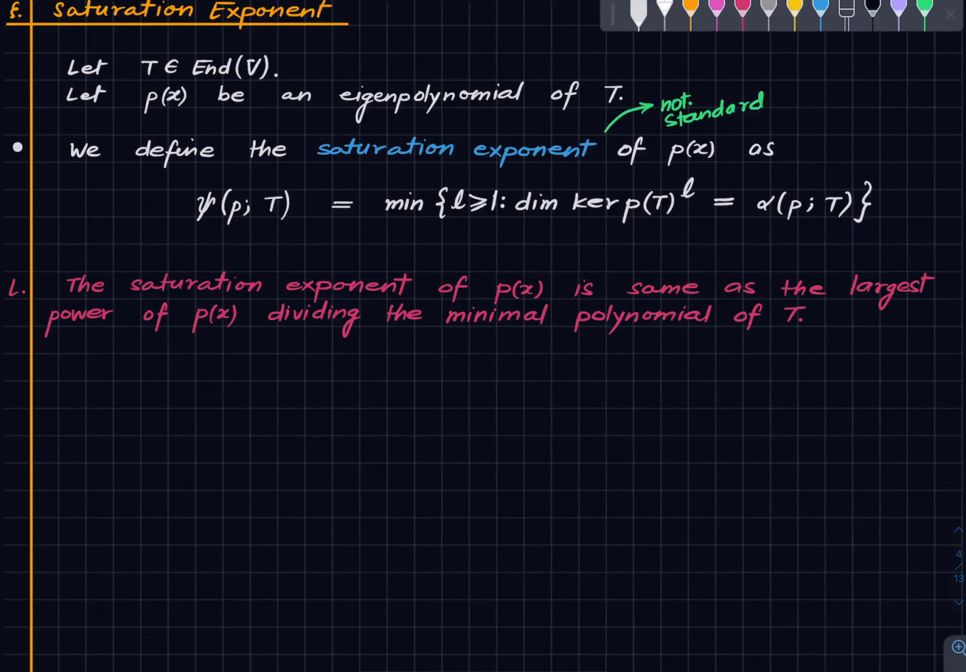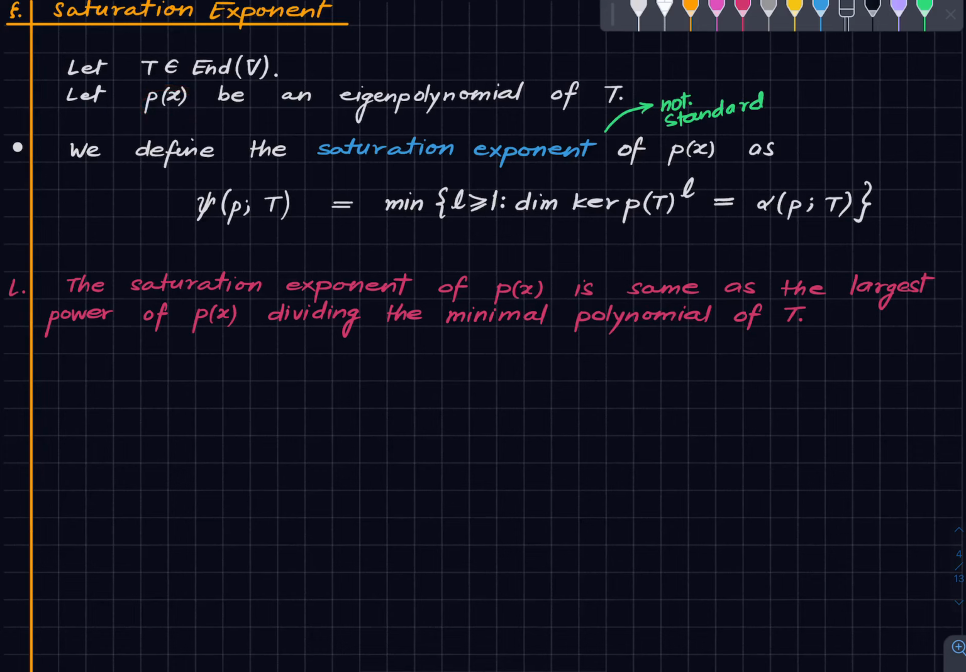So that's the definition of the saturation exponent of this eigenpolynomial. And here is the main fact. The saturation exponent of the eigenpolynomial px is the same as the largest power of px which divides the minimal polynomial of t. So as we recalled, since px is an eigenpolynomial, it is an irreducible factor.